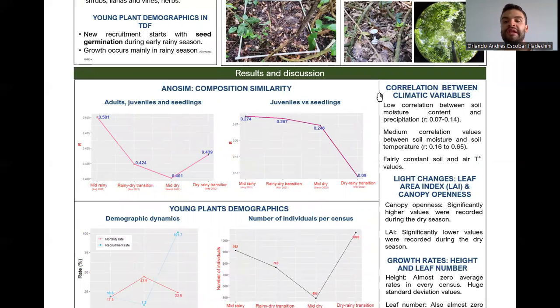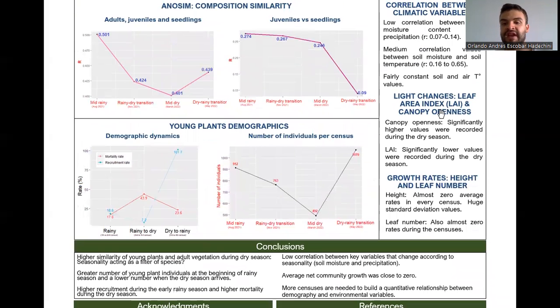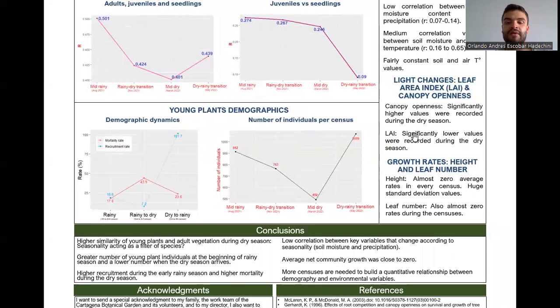Talking about the correlation between climatic variables, in general, it showed really low correlation, especially between key variables, as we will see in conclusions. The canopy openness in terms of light changes was significantly higher during the dry season. The leaf area index was significantly lower during the dry season. That means in dry season, more light can penetrate into the soil of the forest because of the fall of the leaves. And surprisingly, the growth rates in terms of height and leaf number, both of them were almost 0.